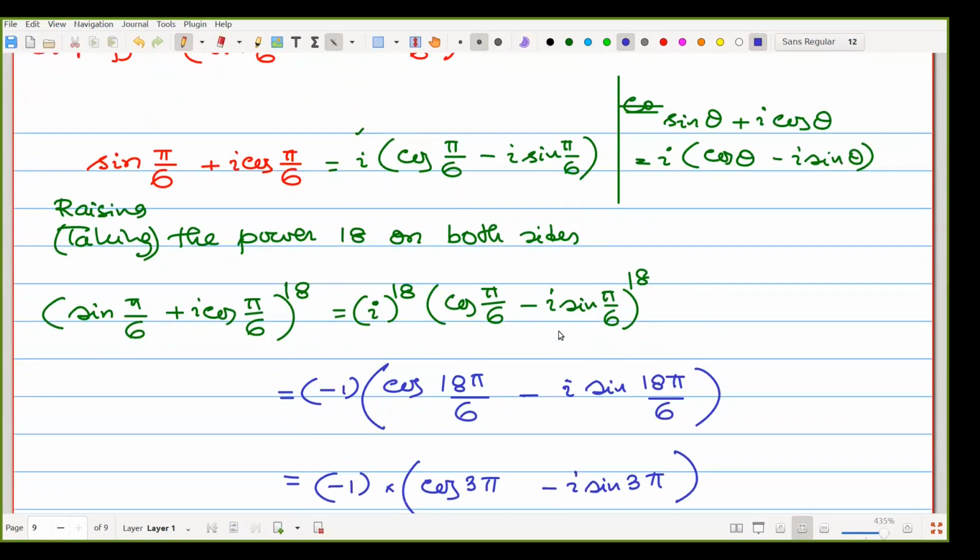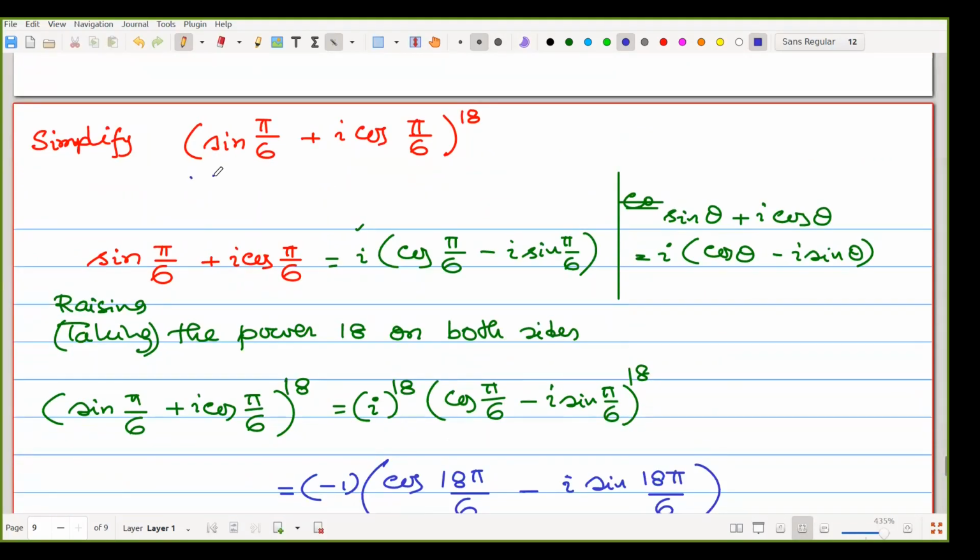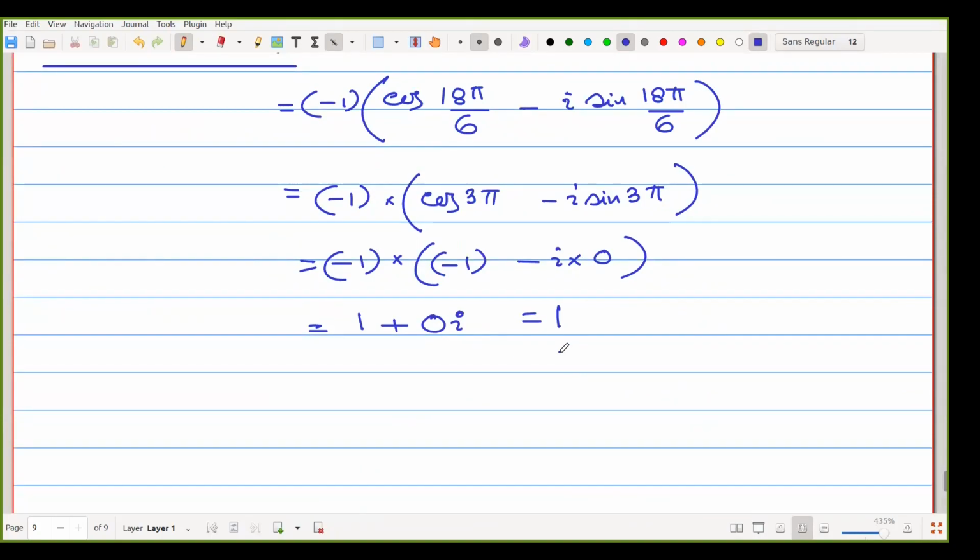So simply, when we have to simplify sine pi by 6 plus i cos pi by 6 whole to the power 18, that has been simplified as 1. That is the answer, and there we have used de Moivre's theorem.